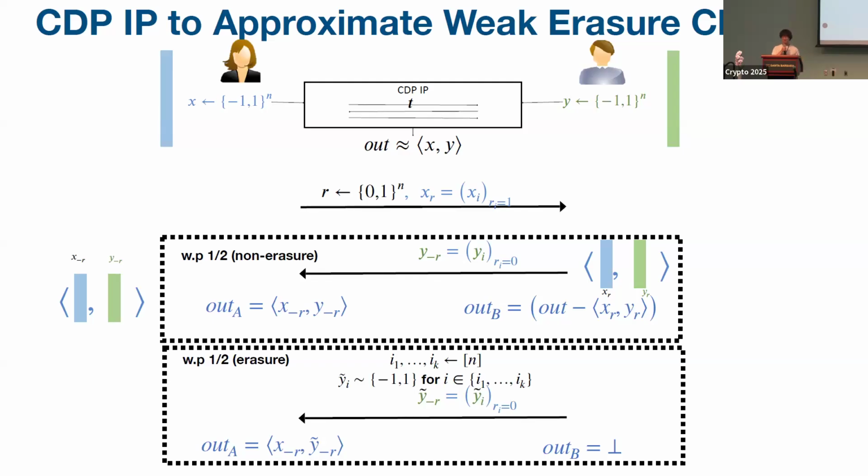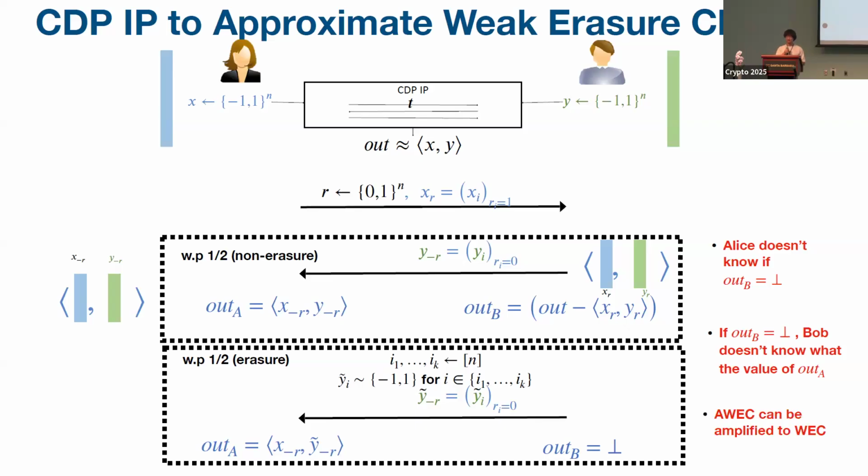In the erasure case, Bob outputs nothing. But he will select another set of indexes, add random noise on them, and deliver the noisy Y_{-R} to Alice. For Alice, that's the same. And we claim that in this channel, Alice doesn't know if out B is bot. And if out B is bot, Bob doesn't know the value of out A. And this weaker version of the weak erasure channel, we can amplify to a standard WEC, and then we can get OT.